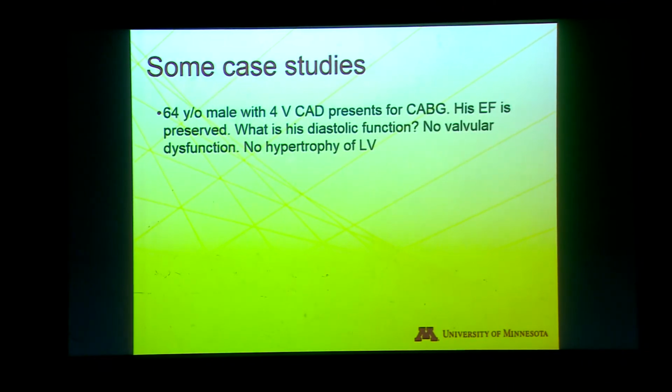So we'll go through a couple of case studies, just so that you get an understanding of the ASE guidelines. A 64-year-old male comes in for a 4-vessel CABG. His EF is preserved, with no valvular dysfunction and no hypertrophy of the left ventricle. What's his diastolic function at this point?